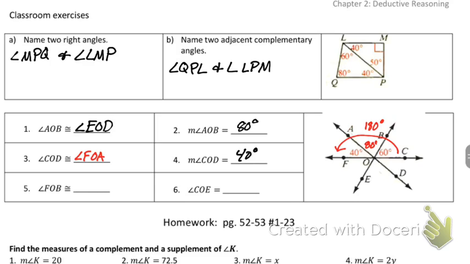Real quick. I'm going to play devil's advocate here. We have 80 degrees here. Let's pretend on this exact same problem I gave you 80, 60, and I asked you to find COD. Can someone tell me a way to do it without even having that vertical angle? Figure out angle F. Figure out FOA? Yeah. Yep, we could figure out FOA.